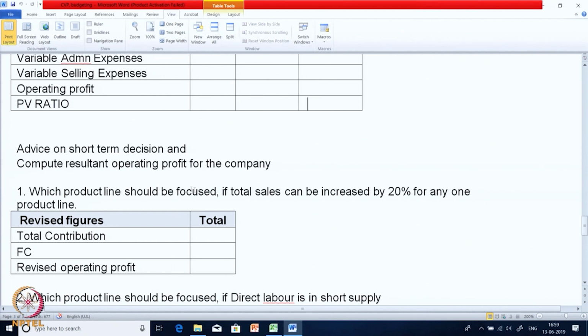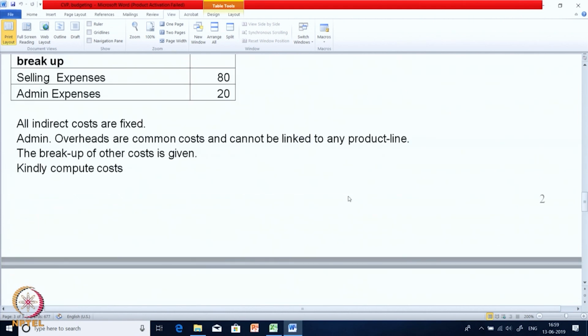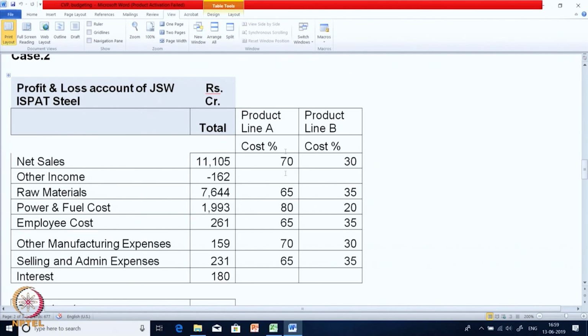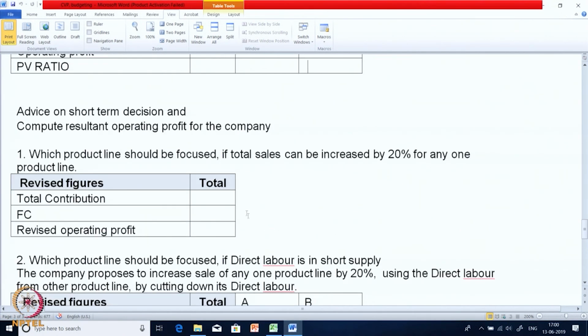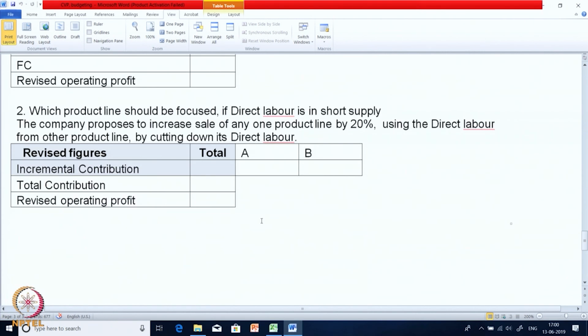Which product line should be focused on if total sales can be increased by 20% for any one of the product lines? Assuming that you cannot go for both lines, and can increase sales in only one product line, which one will you focus on? For that you have to calculate contribution, fixed cost and revised operating profit.